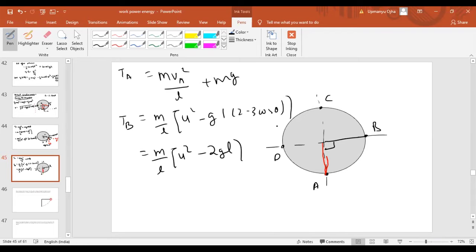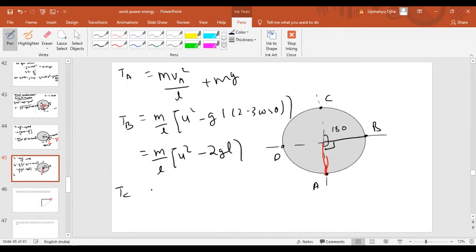So tension at point B will be equal to how much? That is mu square by L minus 2 mg. Tension at point B. Similarly, tension at point C. Now when the string reaches C, how much angle does it make with the vertical? That is 180 degrees. So cos of 180 degrees is minus 1.